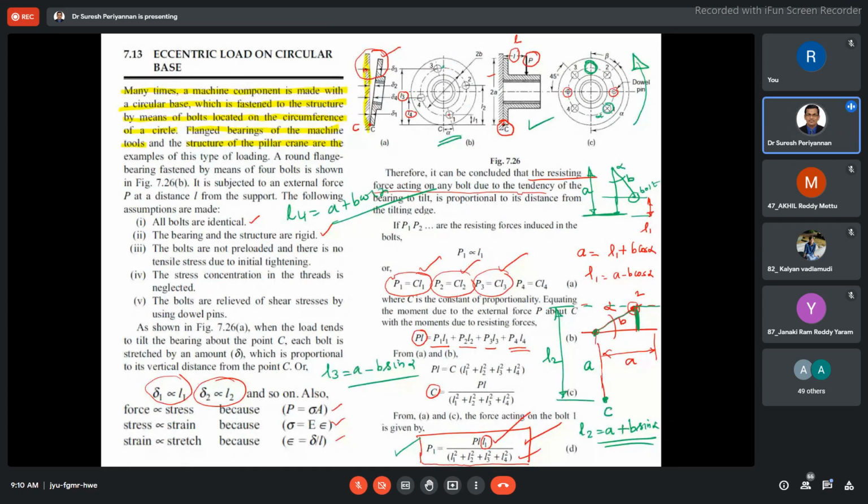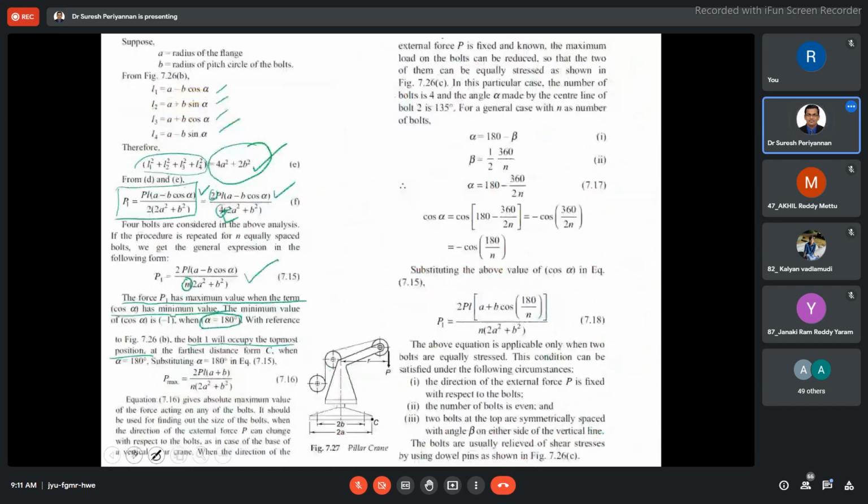Already we know from the earlier derivation that the bolt located at the farthest distance with respect to point C is going to have more load. Now bolt 1 is going to be at this location, so obviously it has the maximum load. If you introduce alpha as 180 degrees, this is the maximum load acting in the bolt. This equation gives the absolute maximum value of the force acting in any bolt. It should be used for finding out the size of the bolt, for designing our bolt.